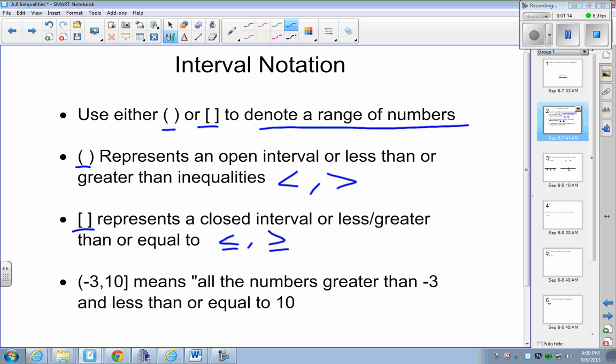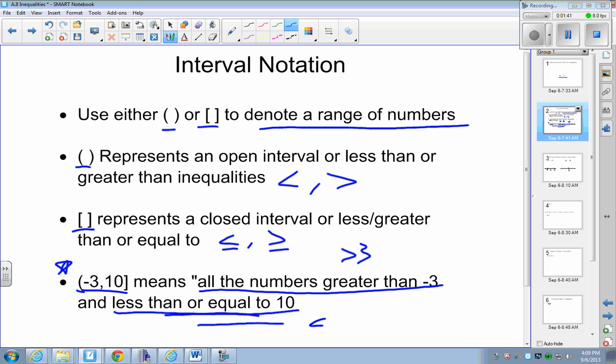Now let's look at this example right here. So we'll have all the numbers greater than 3, and so that's basically saying greater than 3. And so we're going to use the open interval right there. And less than or equal to 10. And we have that equal to right there. So that's going to be less than or equal to 10. And that's where we get that closed bracket.